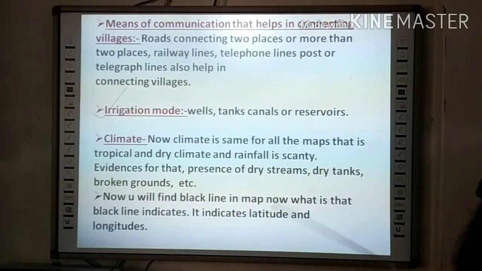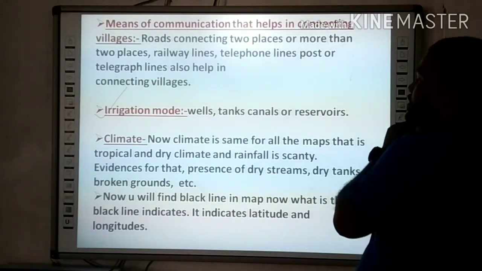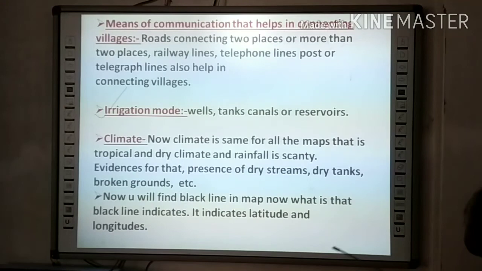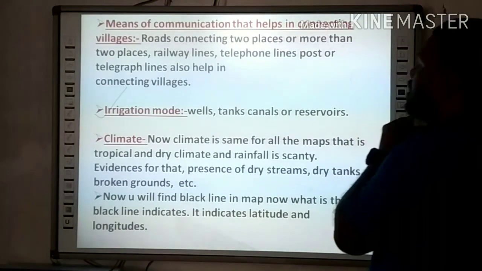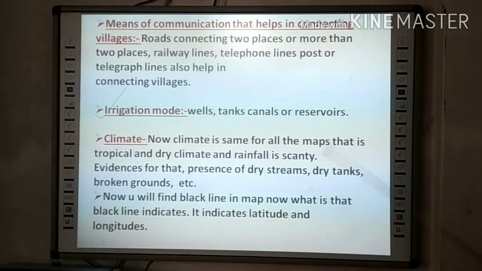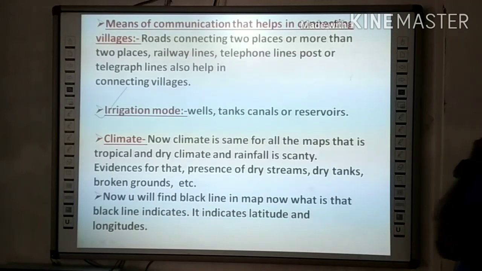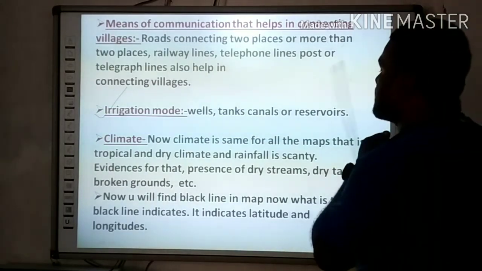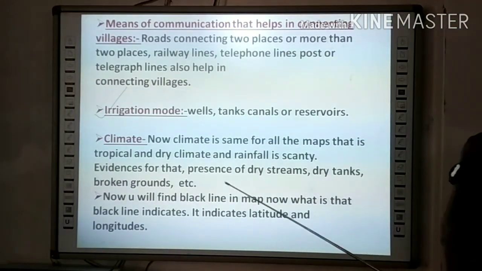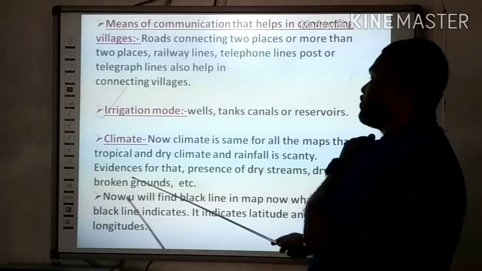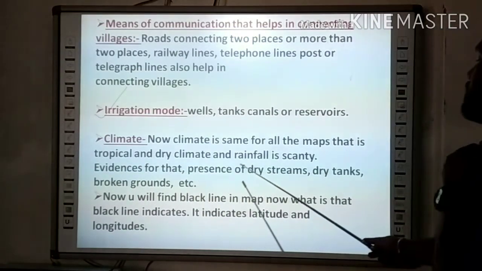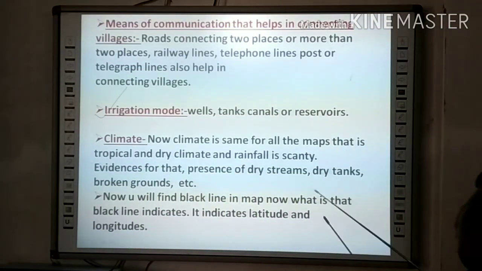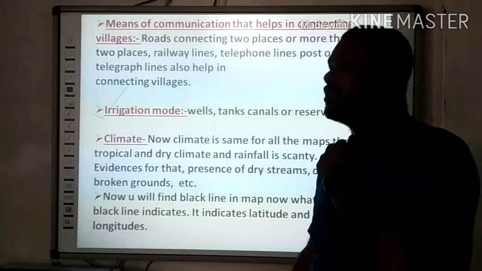Now, come to climate. The maps that you will get for your exam, whether it is 45D by 7 or 45D by 10, the climate is the same for all the maps. That is tropical and dry climate, and rainfall is scanty. Now what are the evidences for that? The evidences are the presence of dry streams, dry tanks, broken ground, etc.